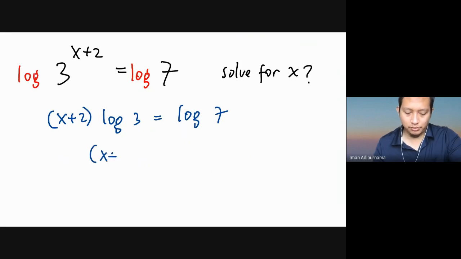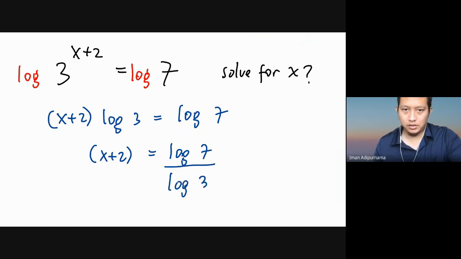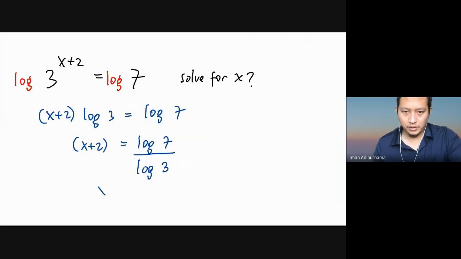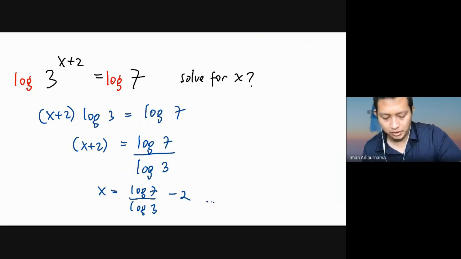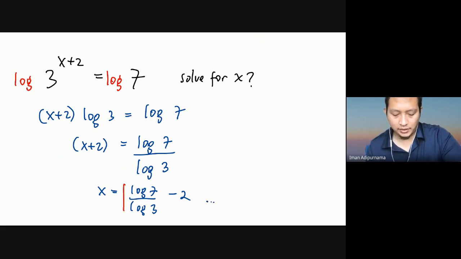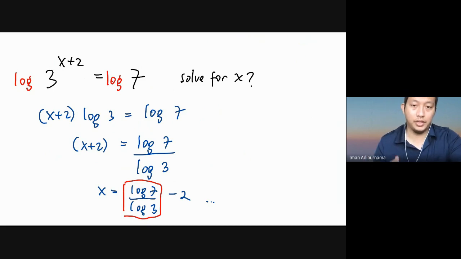So x plus 2 is actually log 7 divided by log 3. Or this will be log 7 over log 3, minus 2. And we can just stop here, because to get the exact solution for log 7 divided by log 3, we have to use a calculator. Right? We can just stop here.